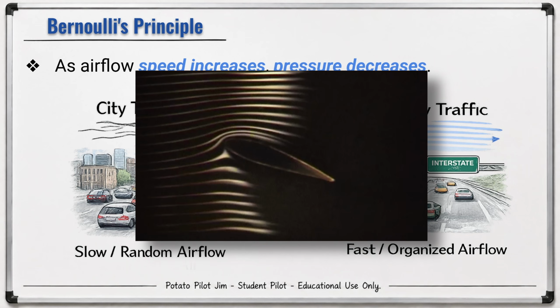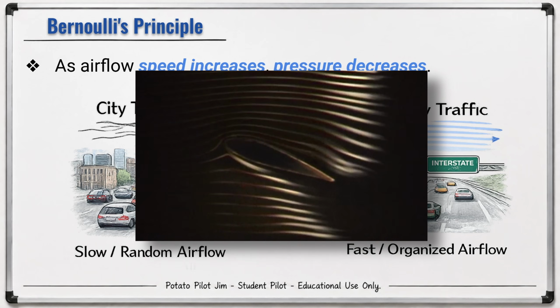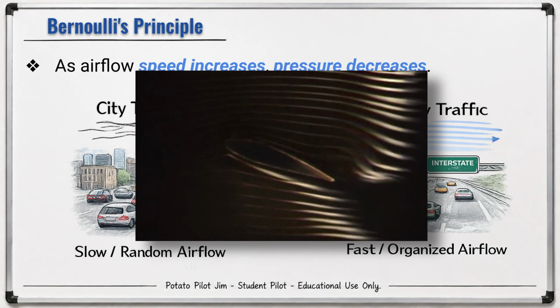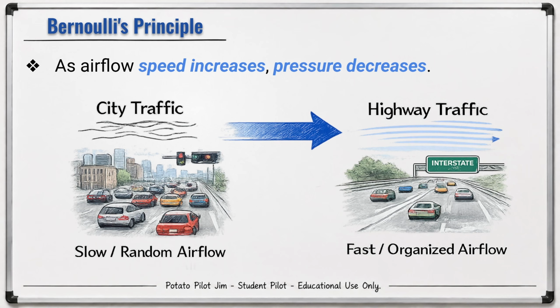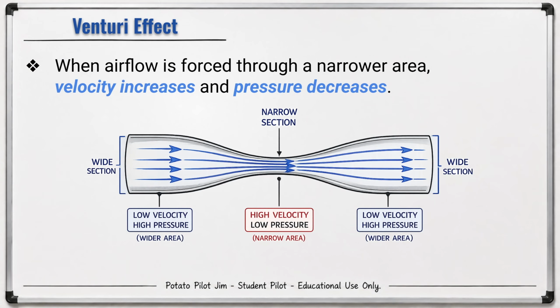Now, if you're anything like me, you might be wondering how we can actually see this relationship between velocity and pressure. Fortunately, there is a simple phenomenon that demonstrates Bernoulli's principle in action, and it's called the Venturi Effect. The Venturi Effect really is just Bernoulli's principle in action. When airflow is forced through a narrower area, it speeds up. And according to Bernoulli's principle, when velocity increases, pressure decreases.